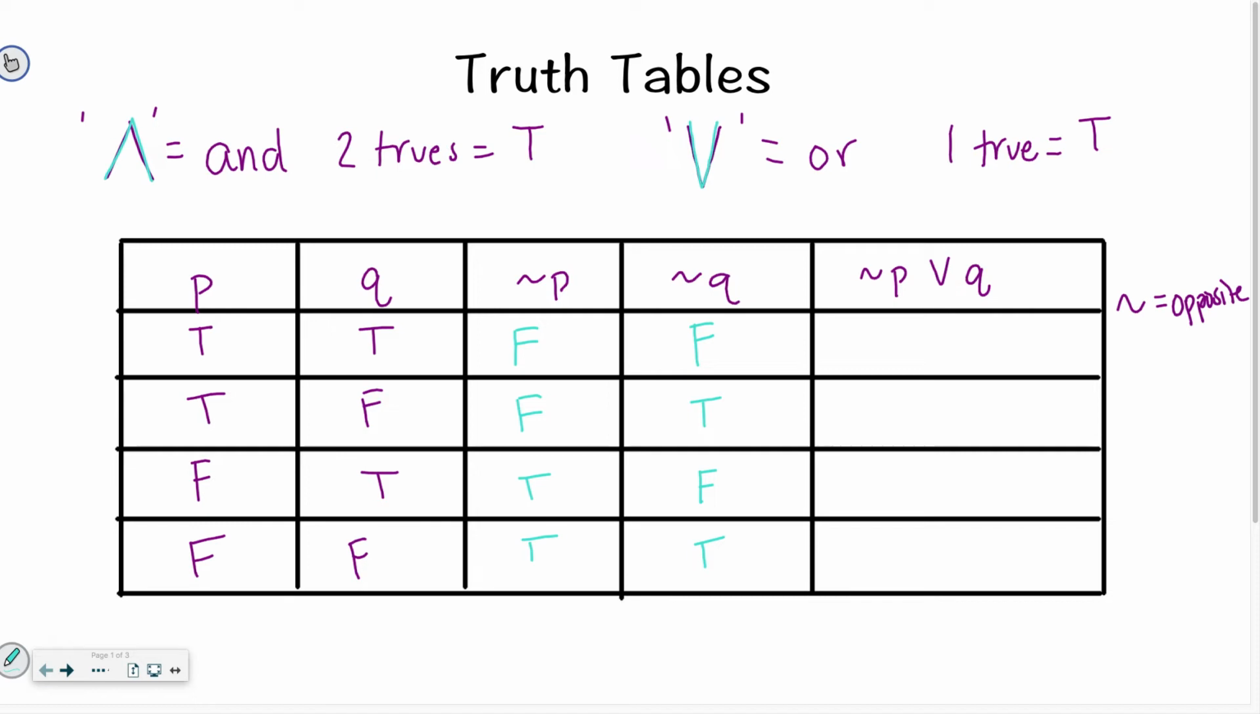Now the last thing I'm going to look at is this compound statement. So I have the negation of P, so I'm going to look at this column. Then remember, this symbol right here means the word or. Q. So I'm going to look at these two columns over here, the Q column and the not P column. And I have the word or. So in order for the whole thing to be true, I only need one true in order to be true.